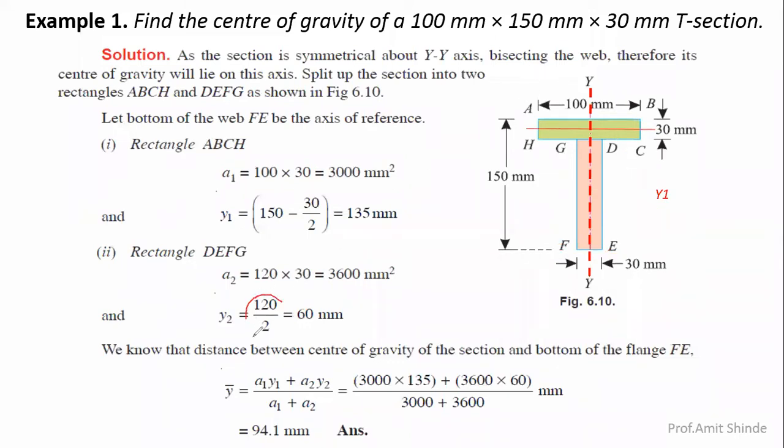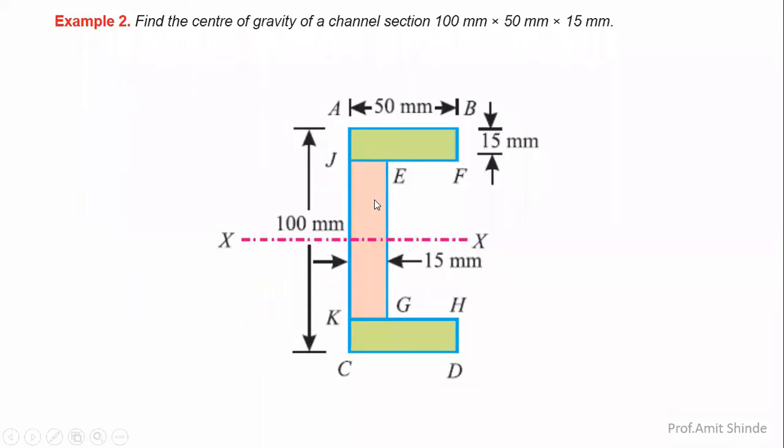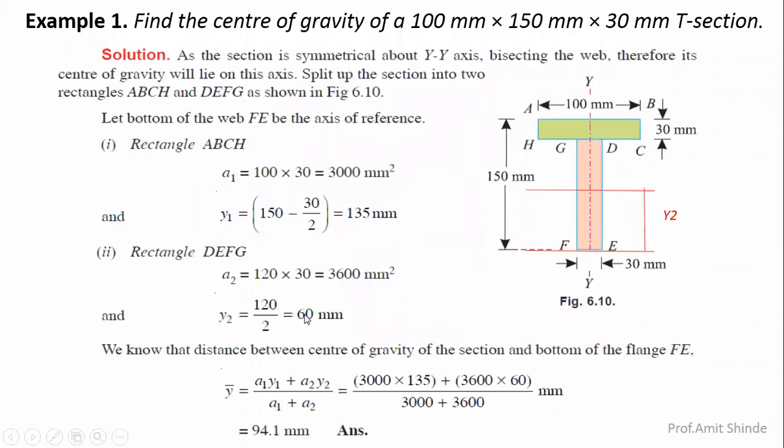Okay, now that's why 120 divided by 2 becomes 60 millimeter. This distance, from this to this, is y2, and this distance is 60 millimeter. Here what we have to find out is y bar.